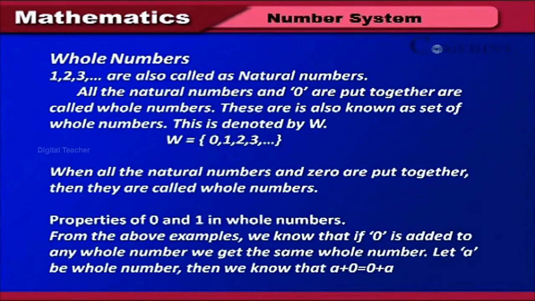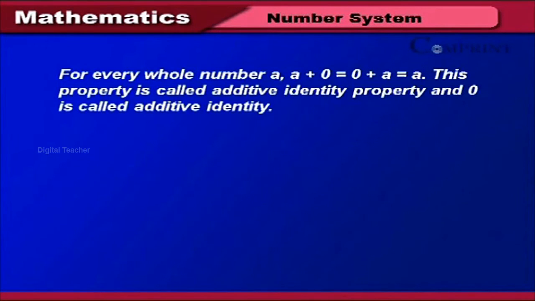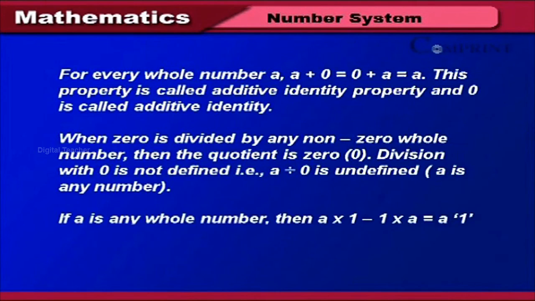Properties of 0 and 1 in whole numbers. From the above examples, we know that if 0 is added to any whole number, we get the same whole number. Let A be another whole number, then A plus 0 is equal to 0 plus A. For every whole number, A plus 0 is equal to 0 plus A is equal to A. This property is called the additive identity property and 0 is called the additive identity.